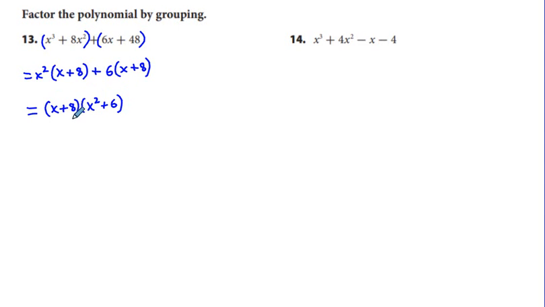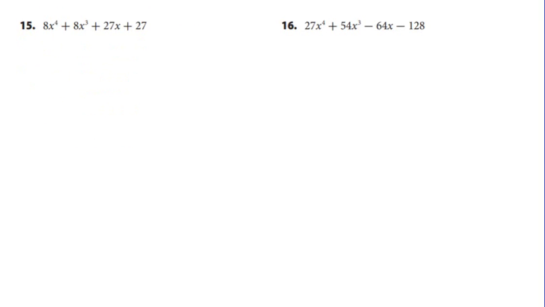And then you look and see if there's any more factoring that can be done in this second factor, this quadratic binomial x squared plus 6. But that x squared plus 6 is not factorable, meaning that this will be our answer for problem number 13. Next odd number problem.